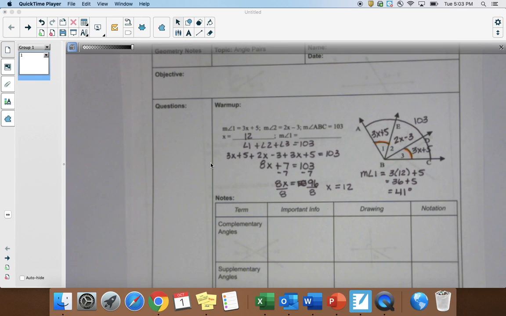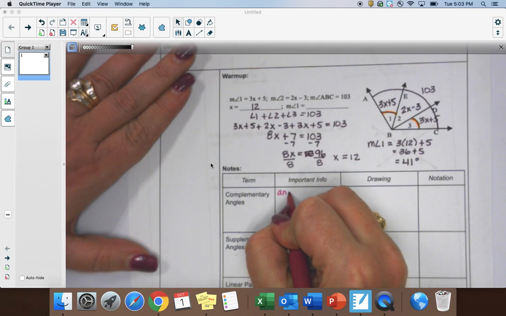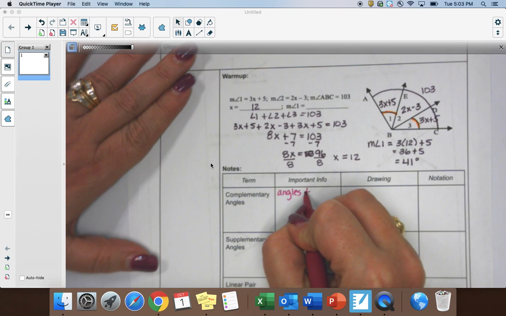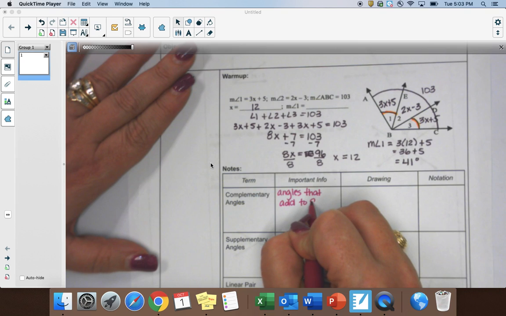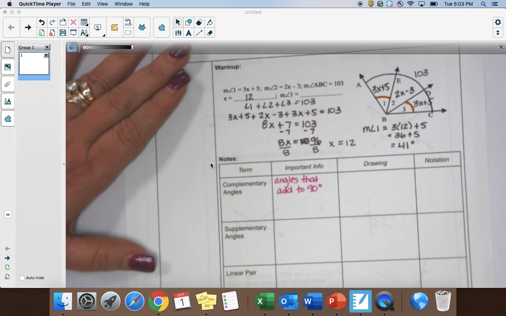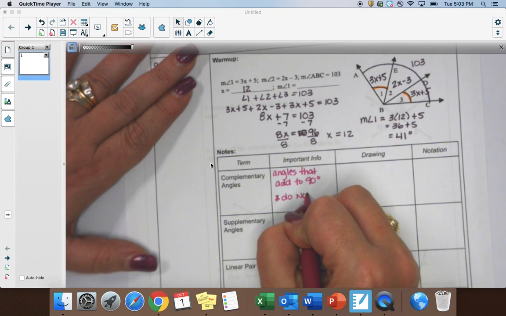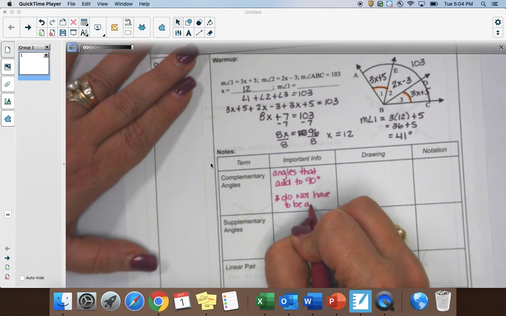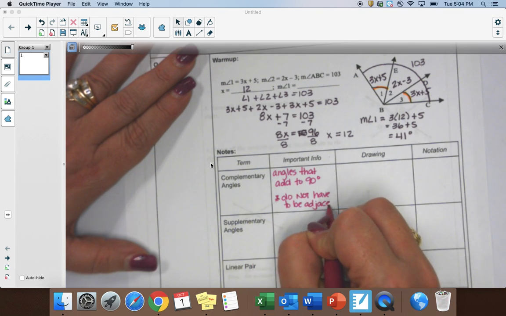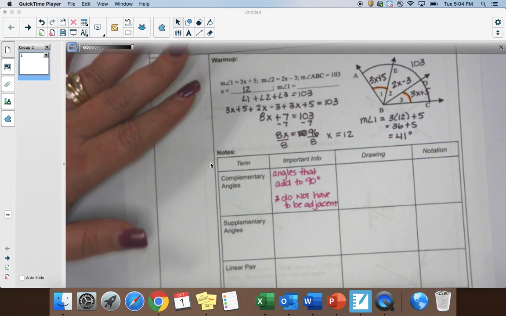So the first one that we have is complementary angles. Complementary angles are angles that add to 90 degrees. Now, what's important about that is they do not have to be adjacent. Remember that adjacent meant that they're side by side. They share a ray and they share a vertex.